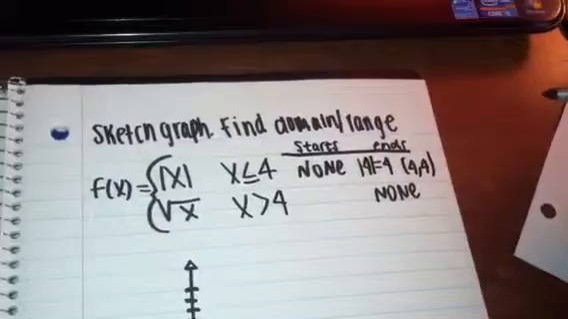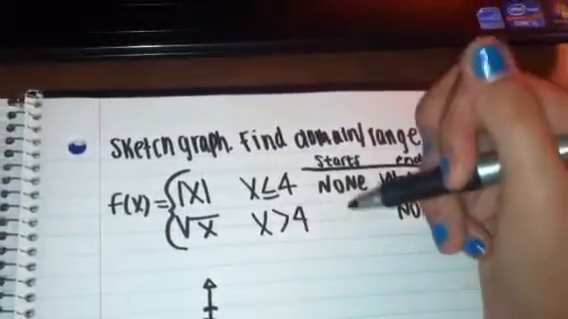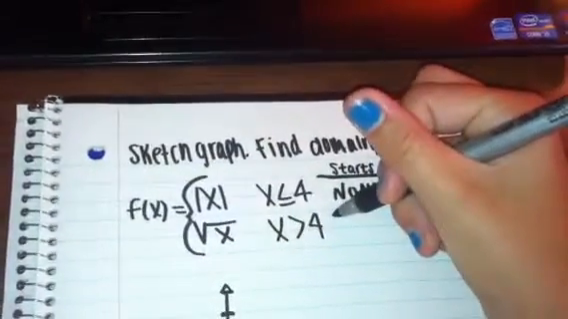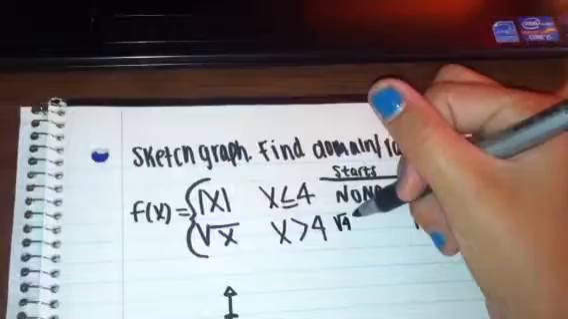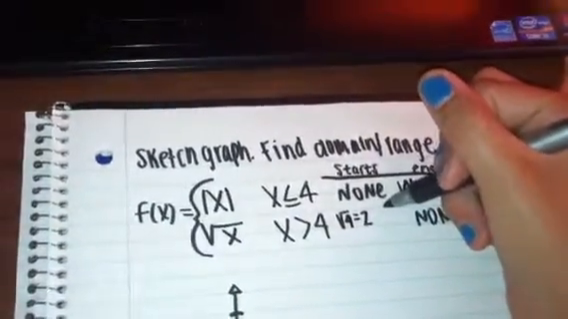And the second part of the piecewise function is going to start wherever the square root of 4 is. The square root of 4 equals 2. So it's going to start at (4, 2).